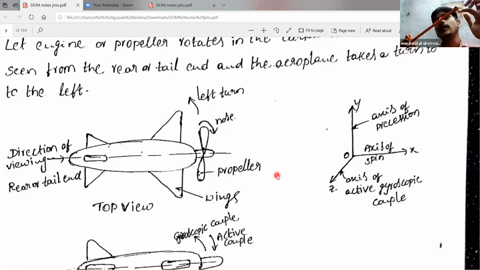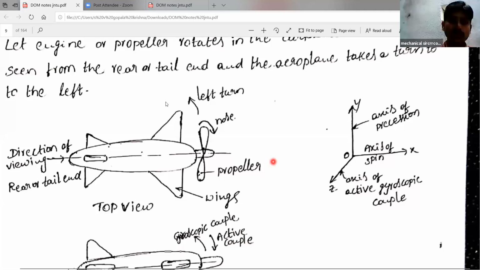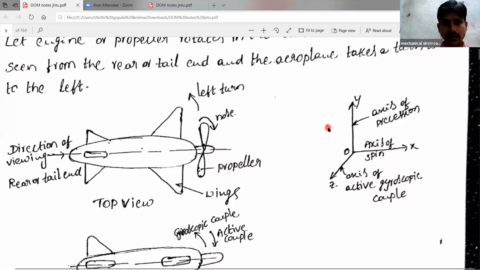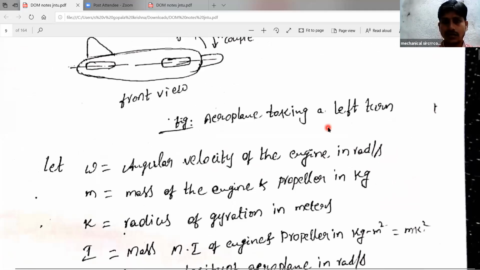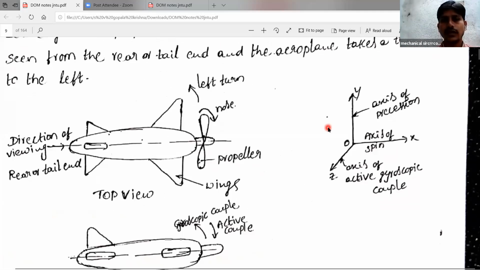These are the effects, and these are very, very important, how we get the effects while the plane takes a left turn and right turn. The direction of viewing is also very important. We already covered this. Now all of you open your notebooks and make the particular problem.